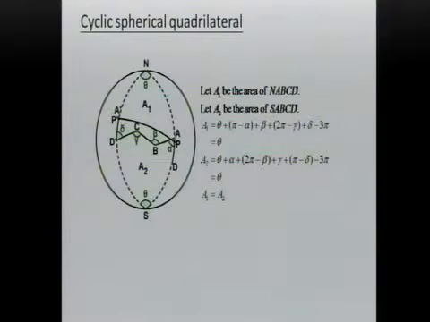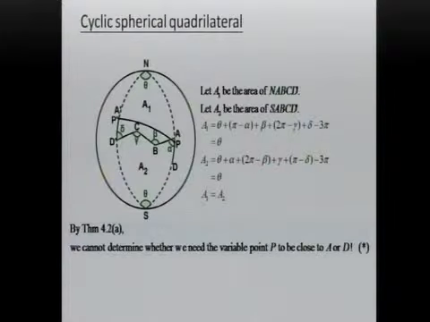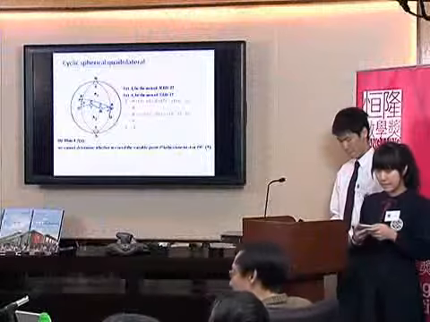Using the spherical area formula, we calculate that the two areas are equal. By theorem 4.2, we cannot determine where point P should approach. It is also true for an almost cyclic spherical quadrilateral. Because of this property, the approach to find the degenerated solution is different from the Euclidean one.